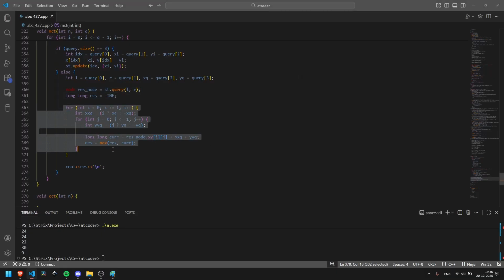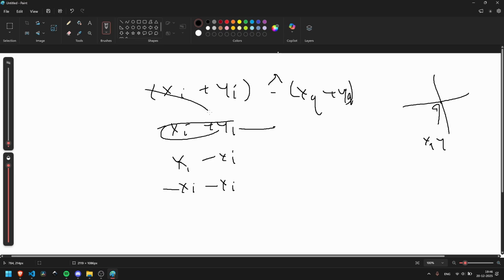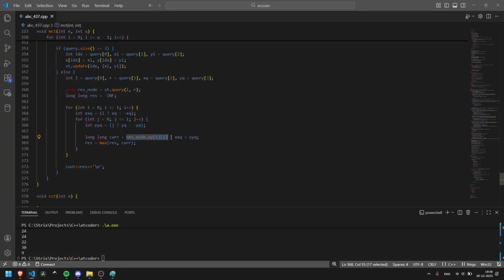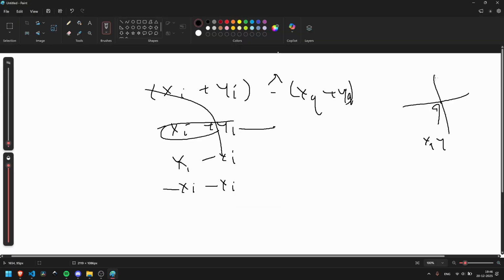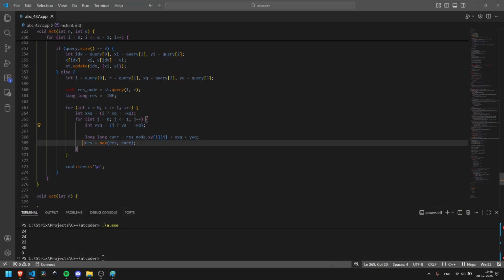So this is just setting those rules, and this is getting the value. This is the value of xi plus yi based on these rules, and this is the value of xq and yq based on these rules. It's opposite, and then we just get the distance and we maximize it.